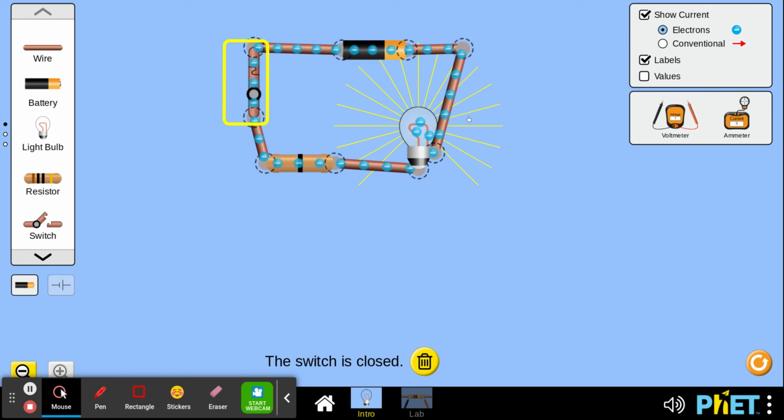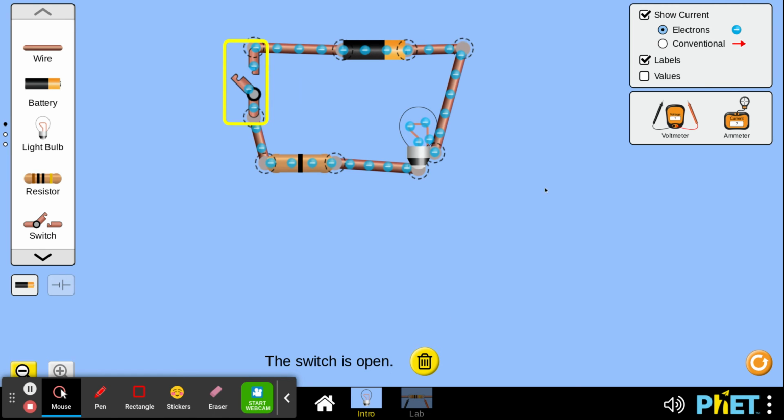Now, when we look at the yellow lines coming off the light bulb, these yellow lines give you an indication of how bright the light bulb is. As the lines get thicker and longer, that is telling us the light bulb would be brighter. If the lines are getting shorter and thinner, it's telling us the light bulb is decreasing in brightness. I'm just going to open my switch so my circuit stops working.